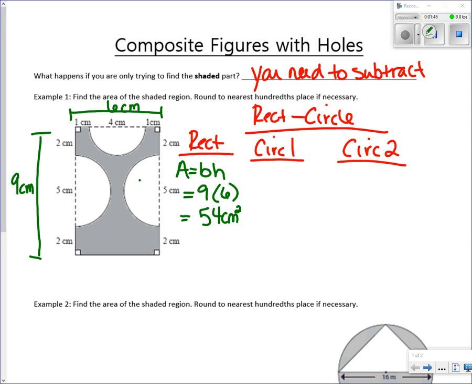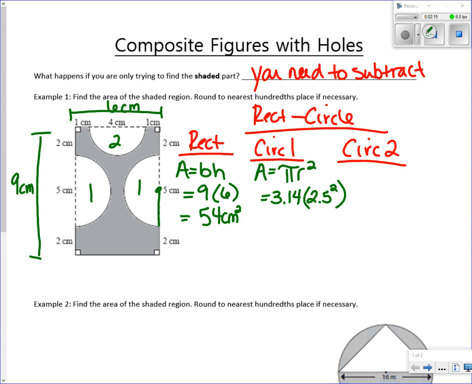I'm going to call my big one circle 1 and my smaller one circle 2. Now, if I put these two halves together of circle 1, it creates one entire circle. So instead of doing 2 halves, I'm just going to count it as one circle. So my formula is pi r squared. If I plug in, I know it's 3.14. My radius here, half of 5, is going to be 2.5. So I'm going to square that.